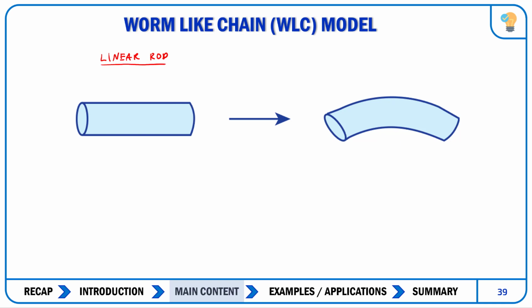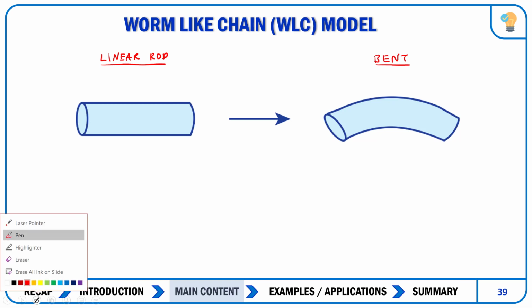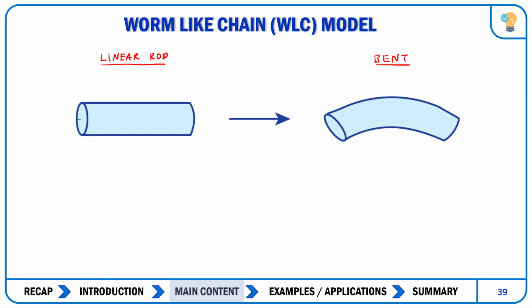Or it's going to be bent. So with the two options we have, let's try and mimic DNA as entropic springs. So number one, we have our central axis for our DNA. So let's just call this the central axis of DNA. It's going to have a length of L.